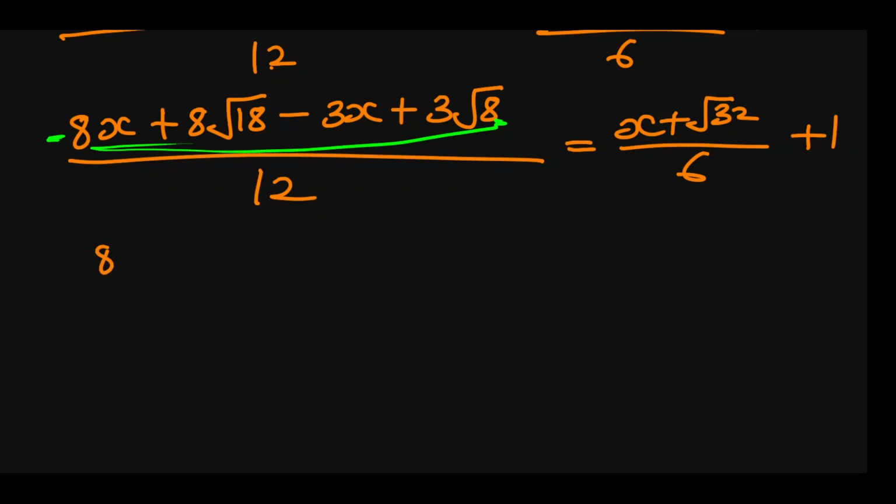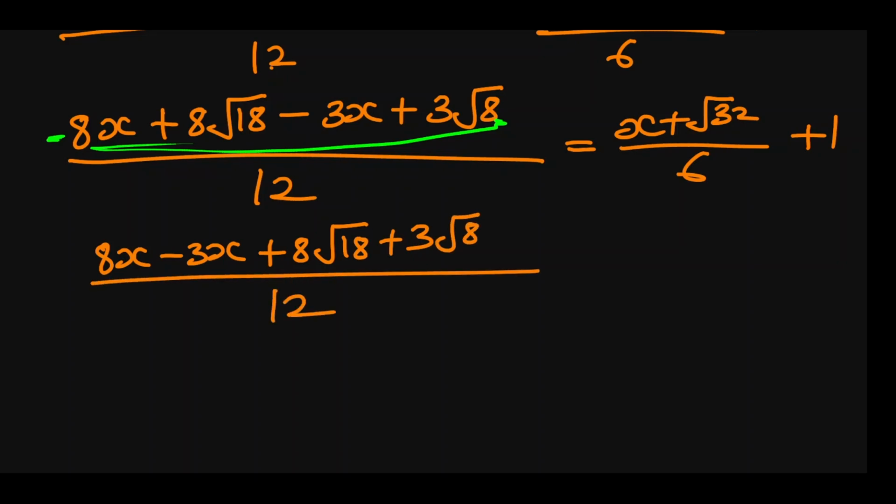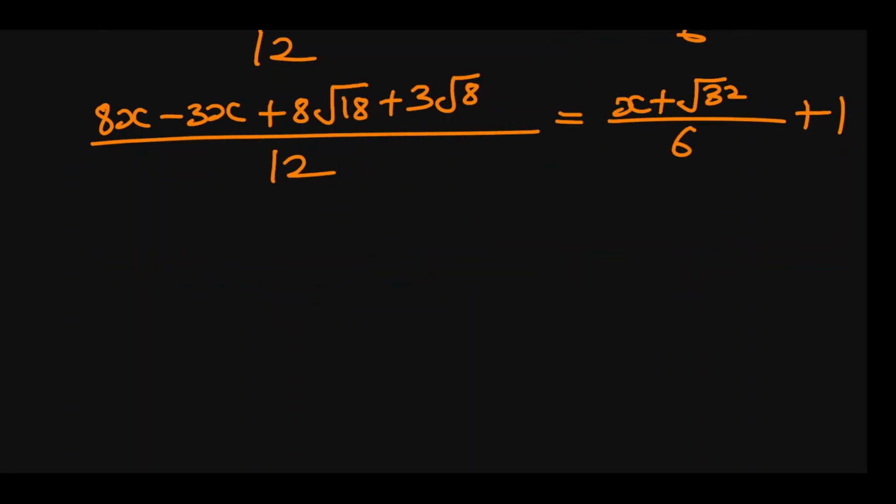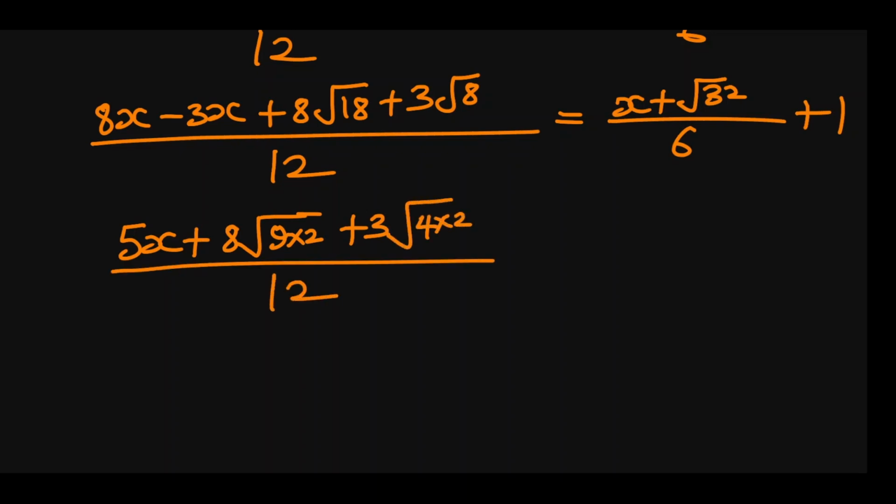It gives us 8x minus 3x plus 8 root 18 plus 3 root 8 over 12 is equal to x plus root 32 over 6 plus 1. So this now gives us 8x minus 3x is 5x, plus 8 root 18 is the same thing as 9 times 2, plus 3 root 8 is the same thing as 4 times 2, over 12 is equal to x plus root 32 over 6 plus 1.